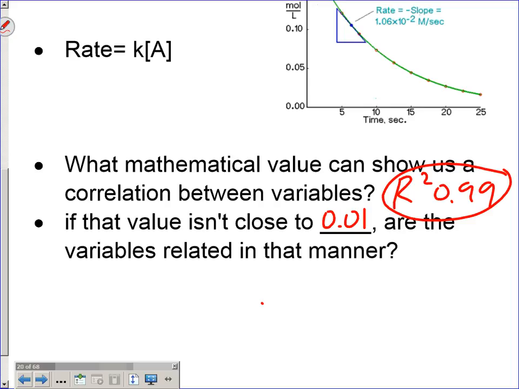It's not linear, or could they still be related? Yeah, they could still be related, but not in a linear fashion. So when I say linear, really I'm talking about linear regression. And linear regression always has one equation that's associated with it. What is it? Y equals mx plus b.